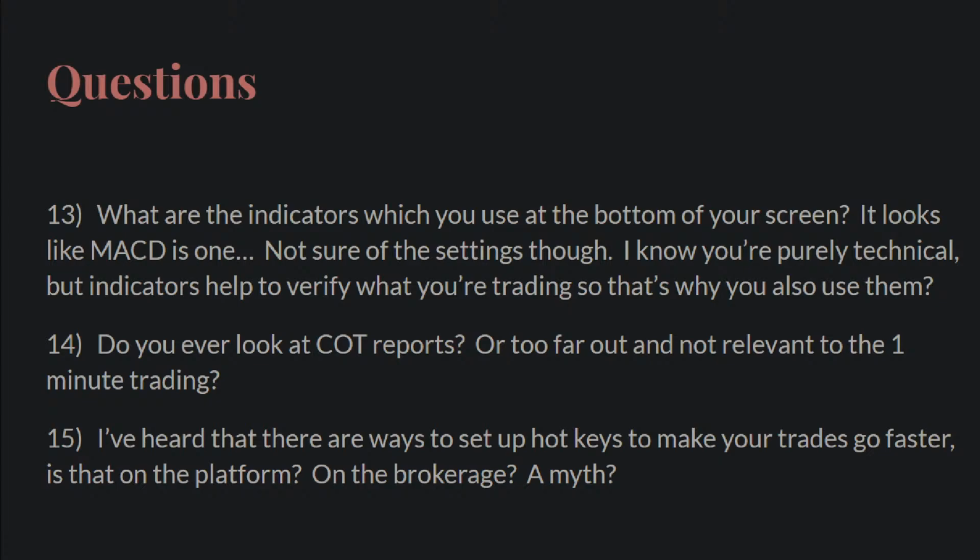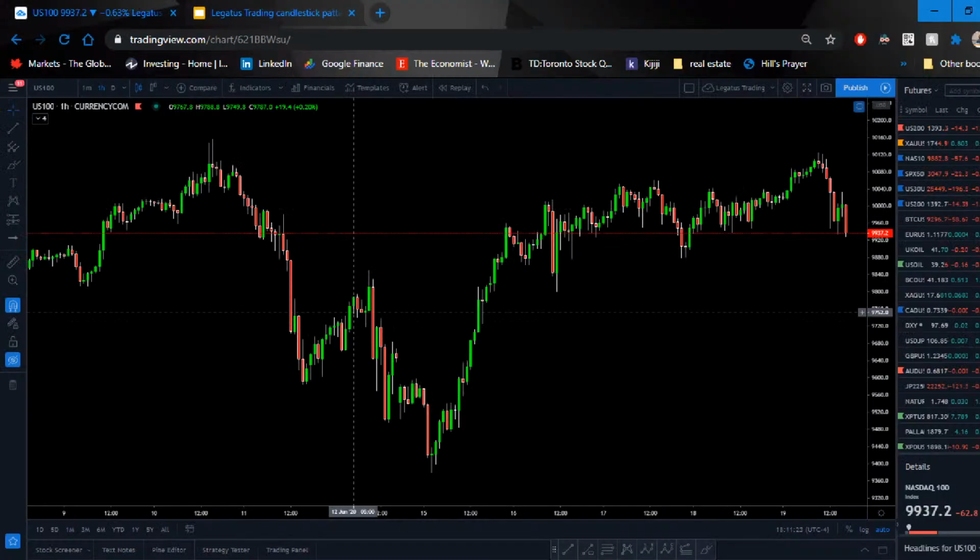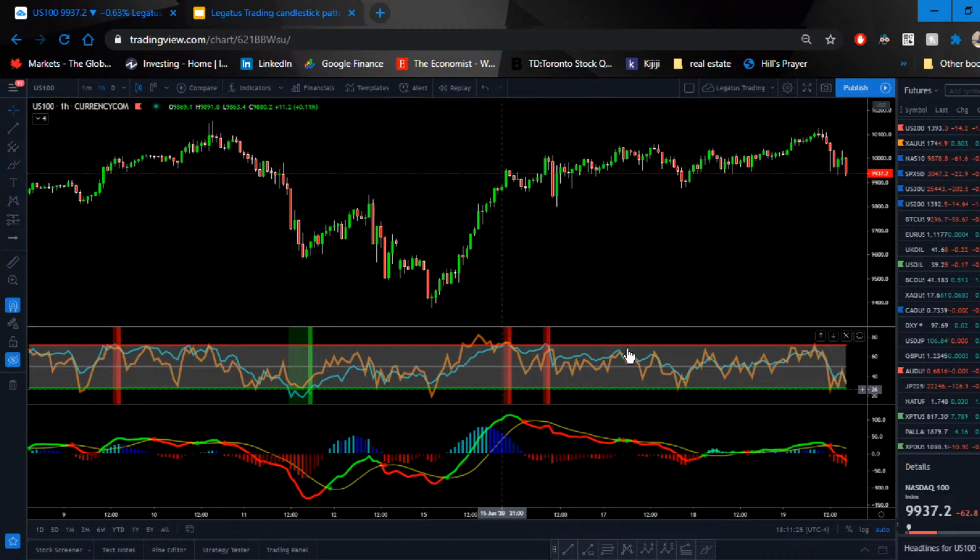Yeah. So I'll briefly go over what I got here. The two indicators that I like to put at the bottom of my screen are, one of them is the multi-time frame RSI, and the other one is the MACD. I can't see your TradingView if you're using that, John. I just see the questions.